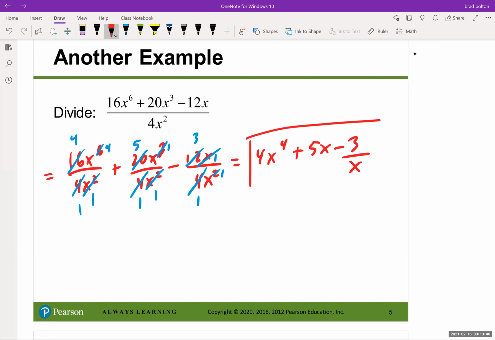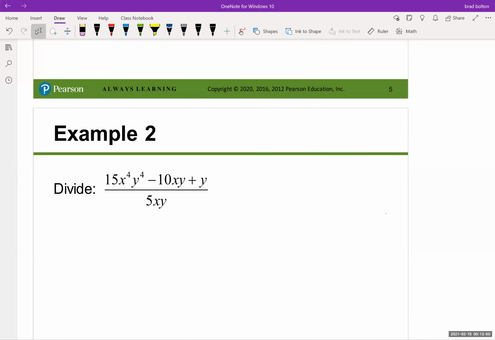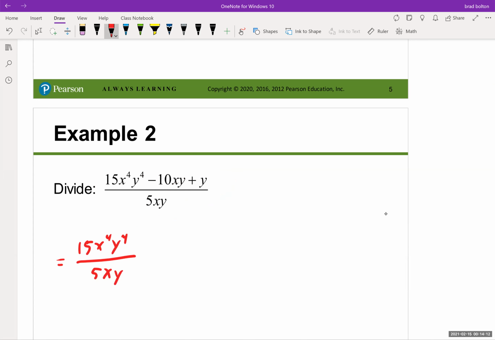Okay, so once again, not too bad, right? Hopefully you guys got that from pausing the video. So now let's go on to something slightly harder. Notice it's still a monomial, but it has an x and a y. I'm still going to divide just like this, same as I've been doing. So take a minute, pause the video, see what you get. Okay, so hopefully you have 15x to the 4th y to the 4th divided by 5xy minus 10xy divided by 5xy plus y divided by 5xy.